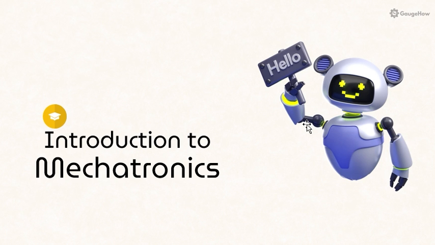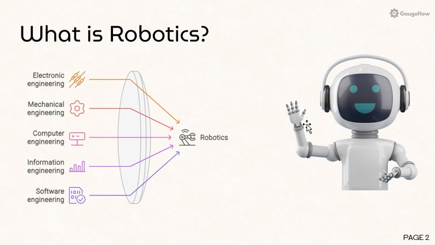Okay, so let's get started with the first question. What is robotics? In easy words, or in layman's language, robotics is a combination of electronics engineering, mechanical engineering, computer engineering, information engineering, and software engineering. So do we need to be an expert of this field? No, definitely not. You just need to know the basics of these engineering fields.